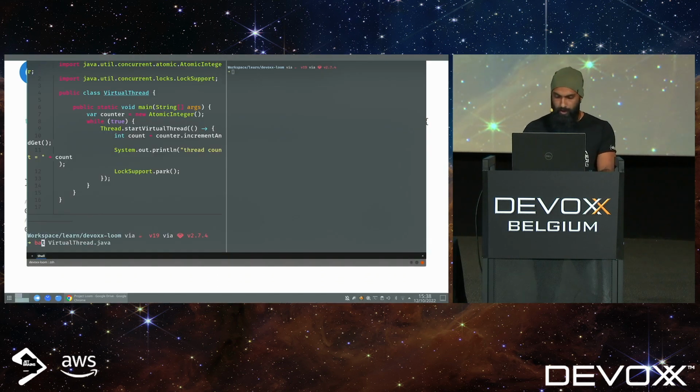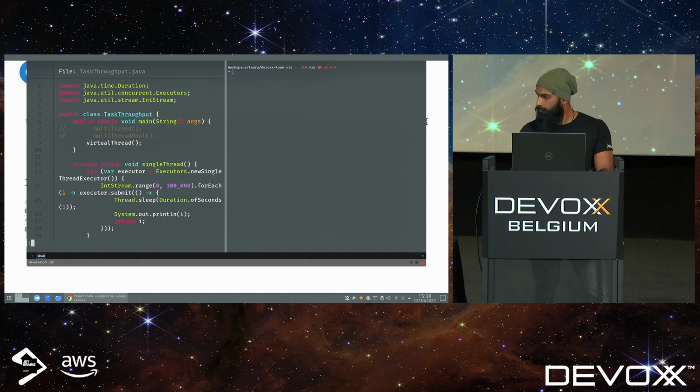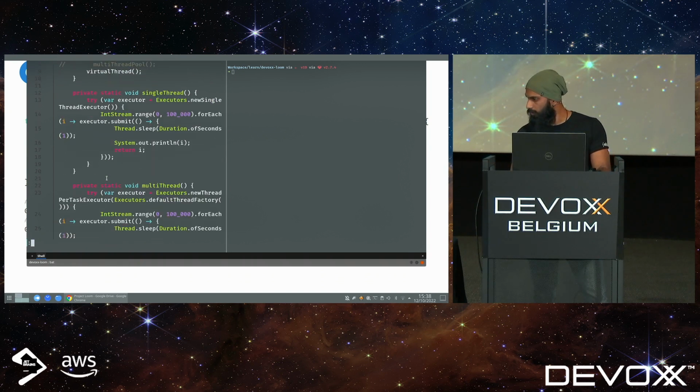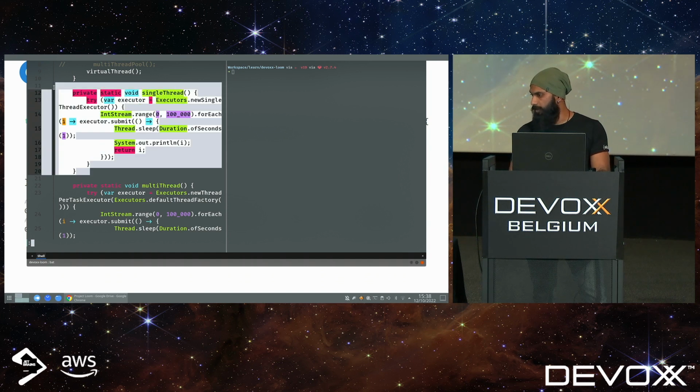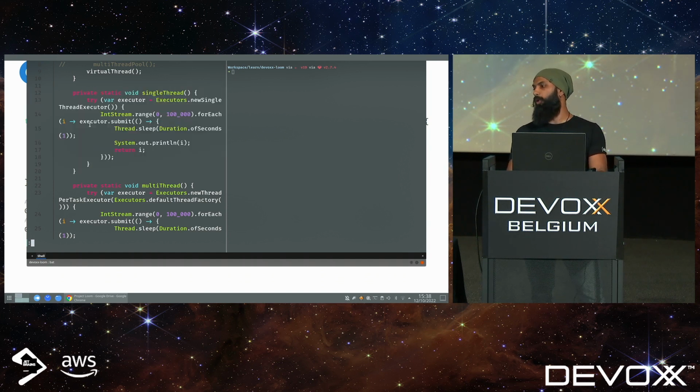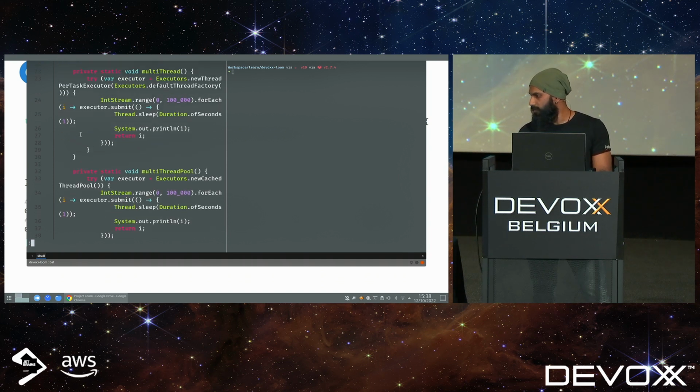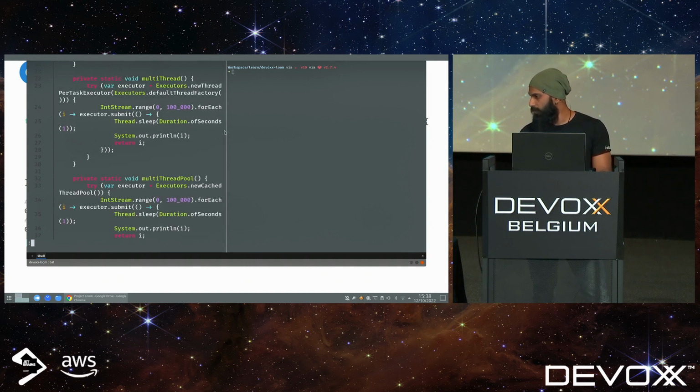Okay, the code. So this is the code. So this is how you would do it with a single thread if you want, but I don't think there is any point in trying that because it's on one thread. So it's going to take the amount of seconds you're sleeping. So I'm sleeping for 1 second. That means it's going to take 100,000 seconds. So that's not a smart thing to do on a demo. So let's try the multi-thread one.